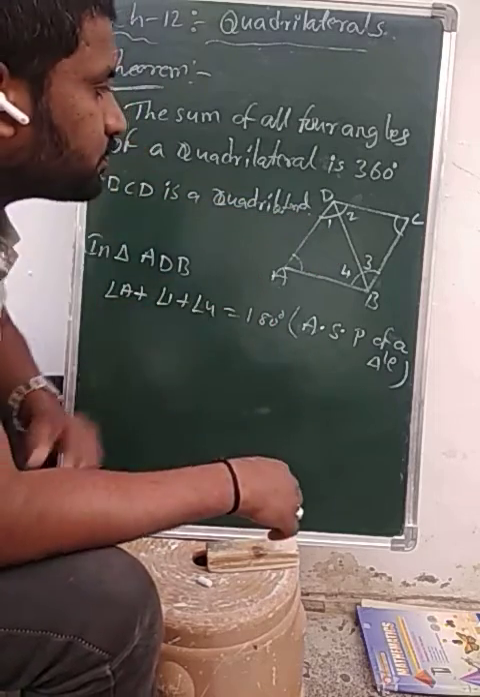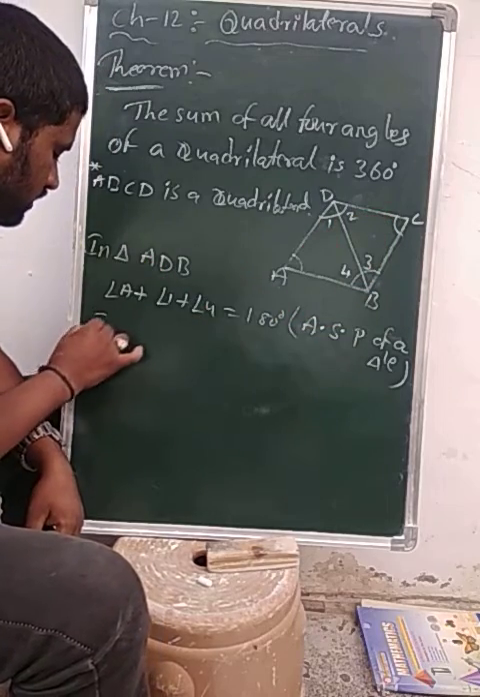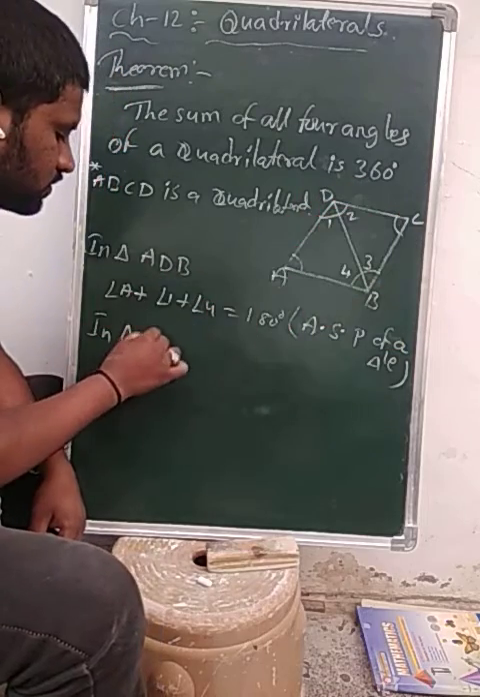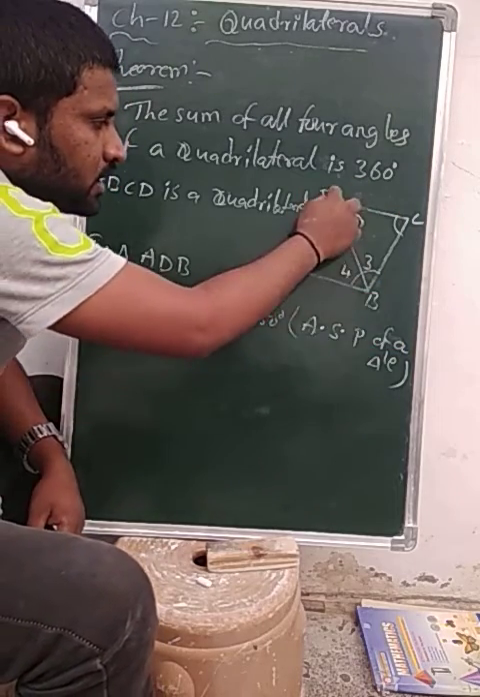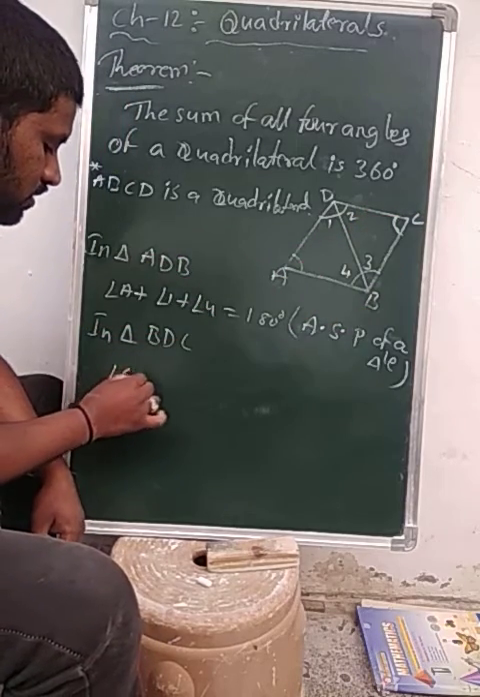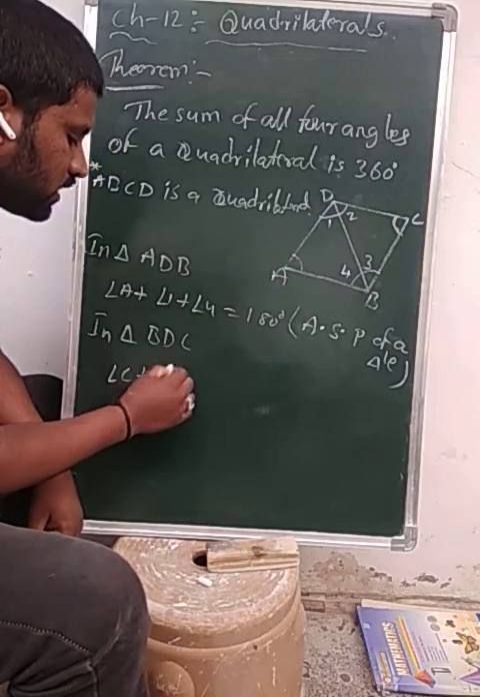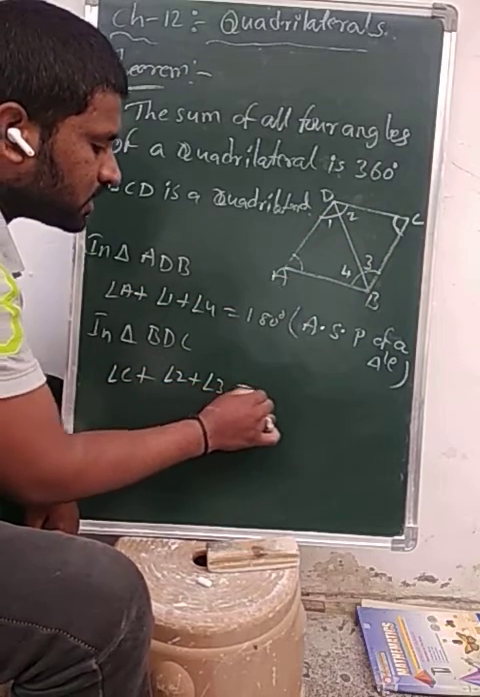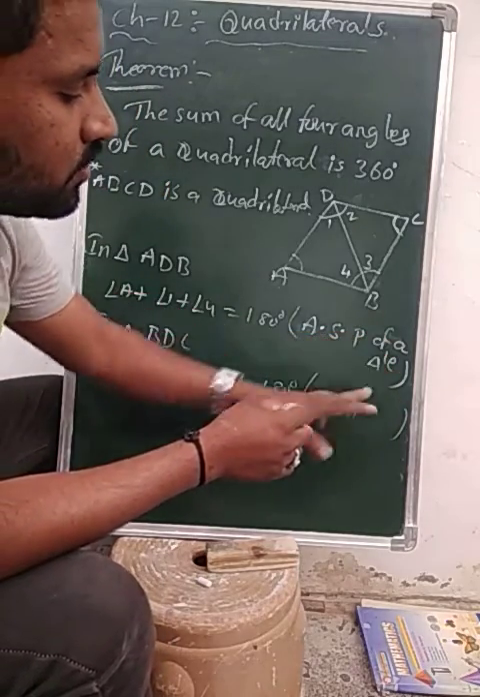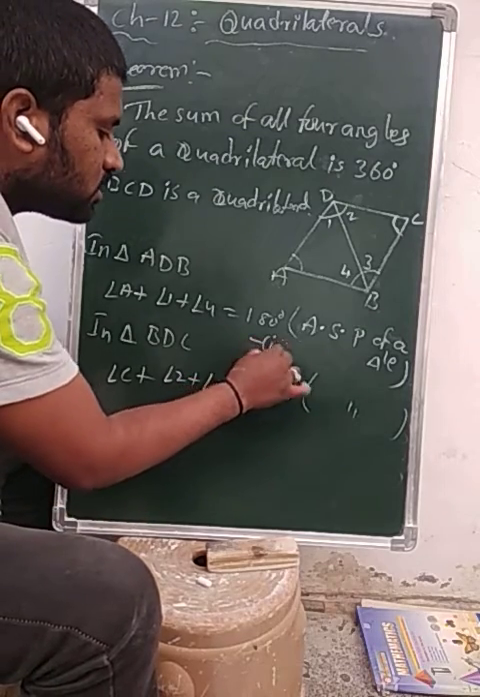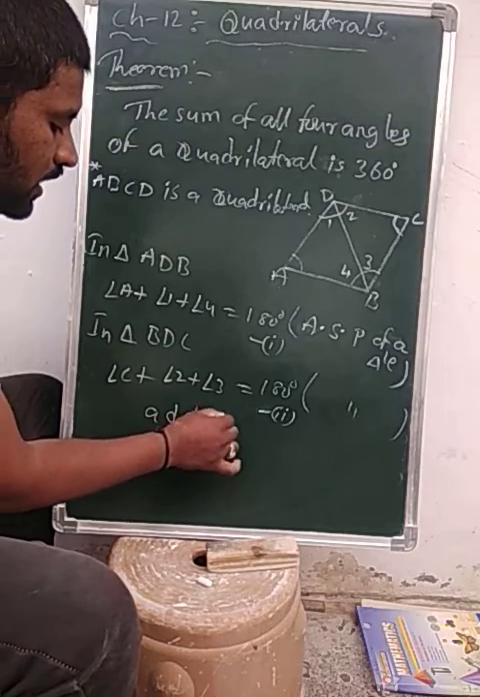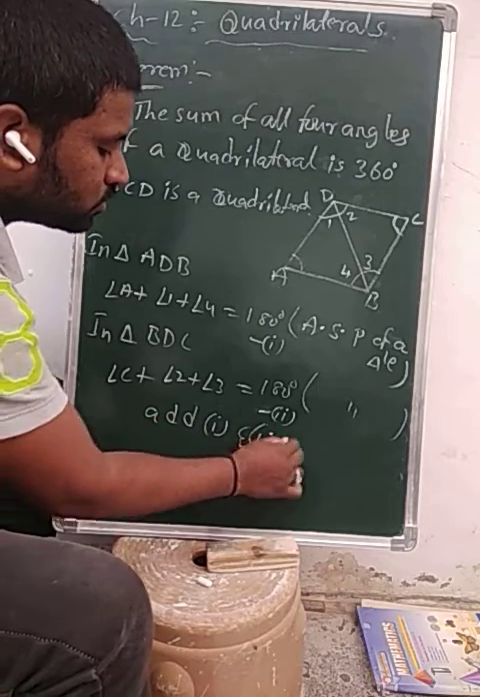Similarly, now in triangle BDC, try to observe this one. Angle C plus angle 2 plus angle 3 is equal to 180 degrees. So this is also the same angle sum property of a triangle. So this is equation 1 and this is equation 2. Adding 1 and 2. Okay?